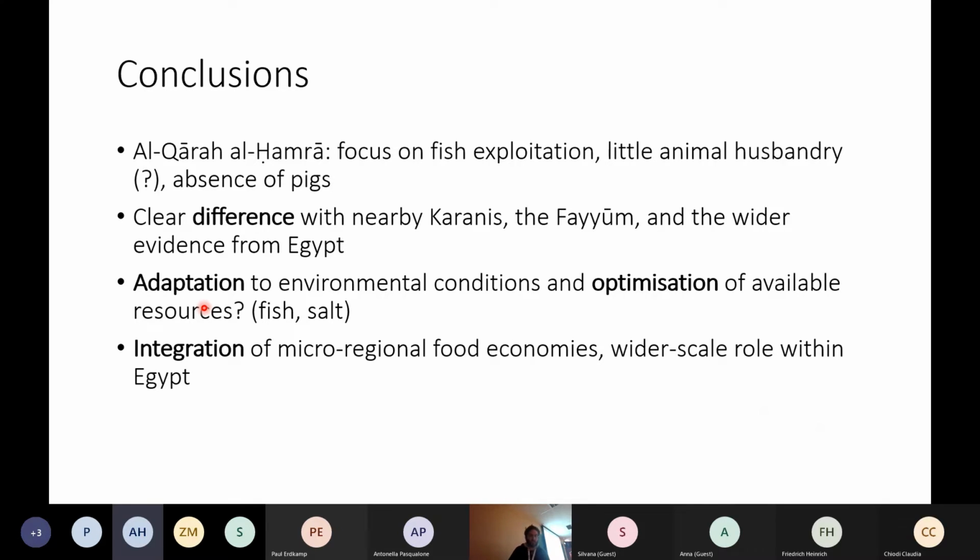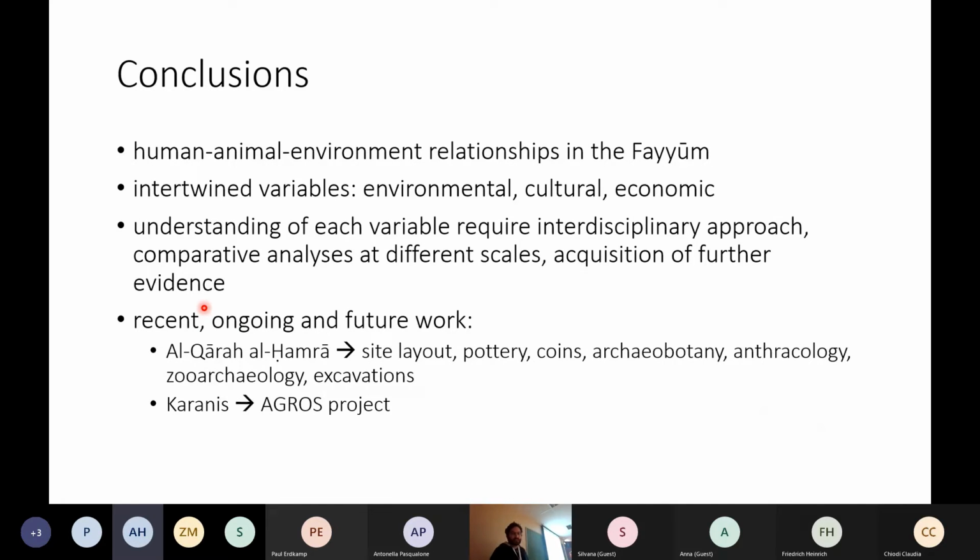And this would have implied integration of micro-regional food economies, which could have been part of and played a role in the wider scale economy of Egypt. So we have just started reconstructing and understanding what were the human-animal environment relationships in the Fayyūm, and to understand the cultural, environmental, and economic variables that would have influenced it. We need an interdisciplinary approach in order to understand each of these variables, to apply comparative analysis on different scales, and obviously it is essential to acquire further evidence.